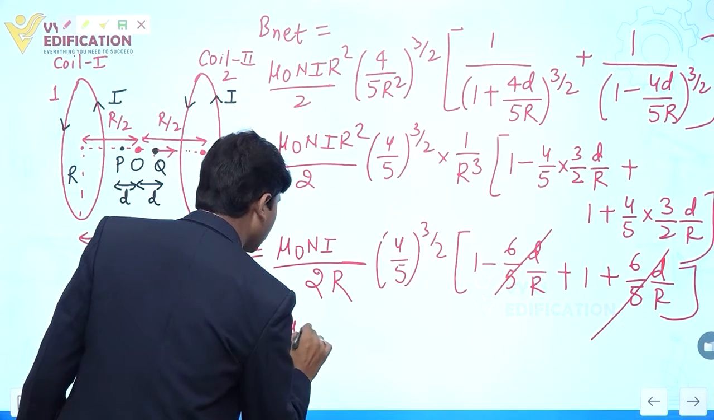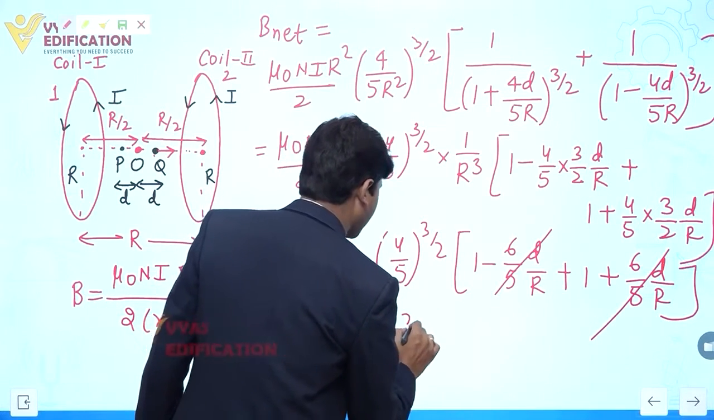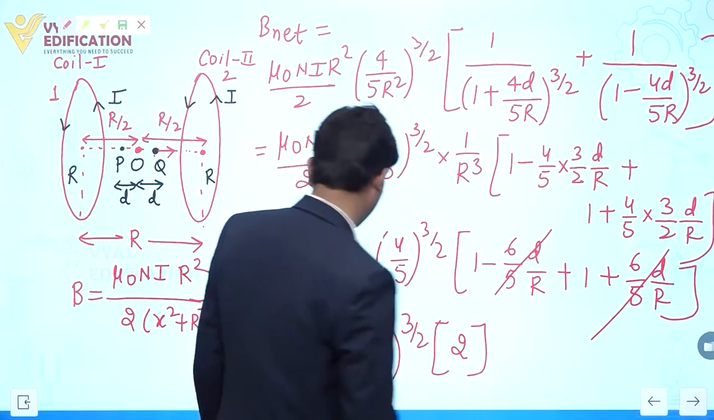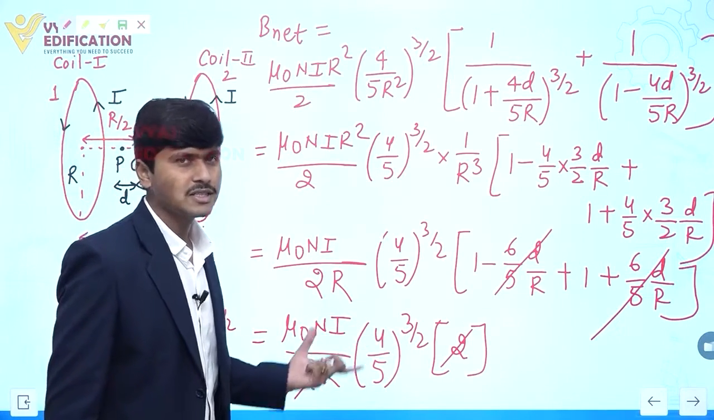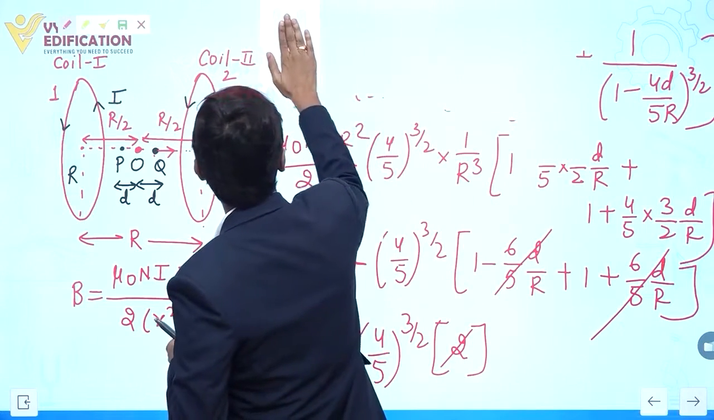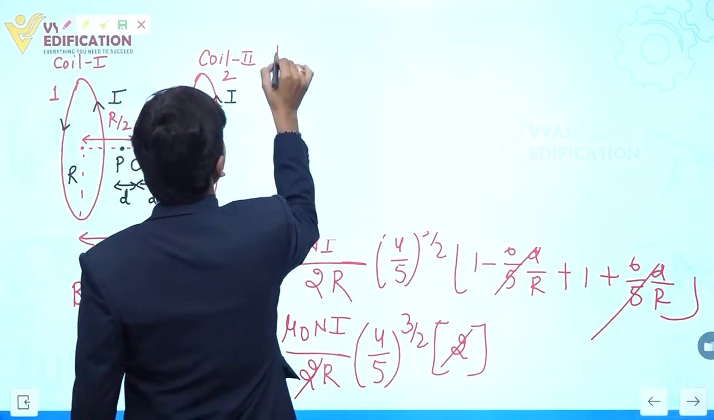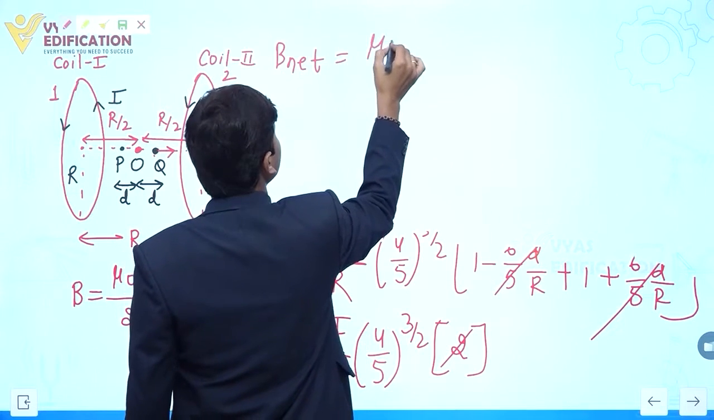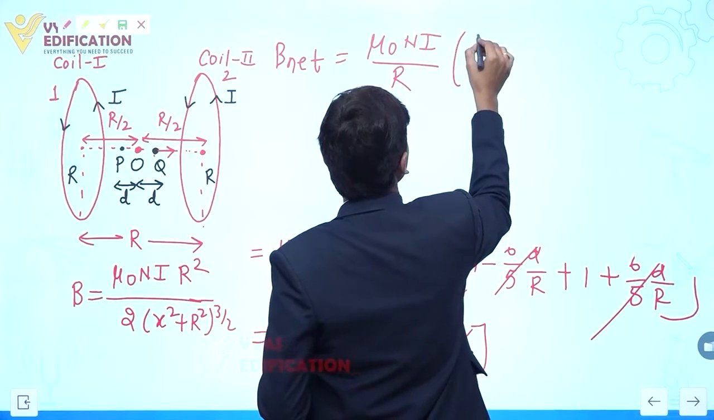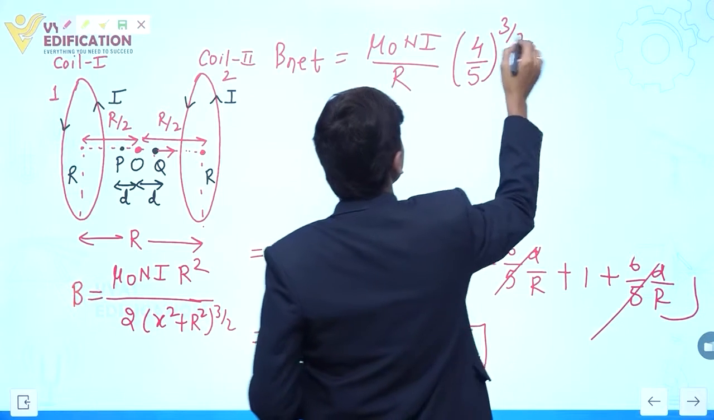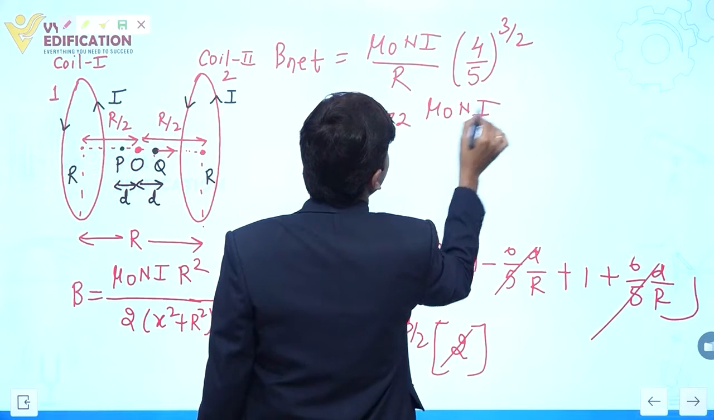From here we can say this one and this one cancel out. So we have the value mu naught Ni divided by twice R. Clear? We can say this is 4 by 5, 3 by 2. Clear? Here we have 2. So from here 2 and 2 cancel out. Clear? So now if you solve this equation, if you solve this value, the value of B net is given by mu naught Ni divided by R, and here we have 4 by 5 power 3 by 2.